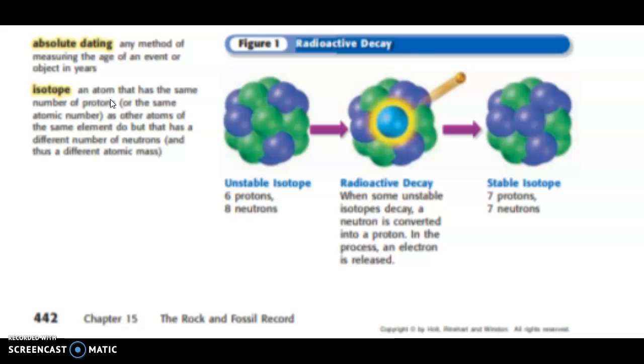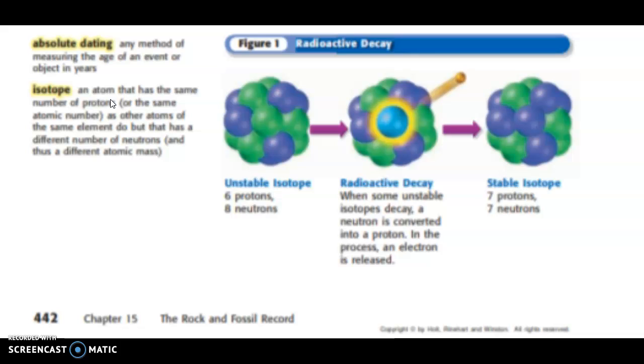What is radioactive decay then? Now, to determine the absolute ages of rocks and fossils, scientists actually analyze the isotopes of radioactive elements. Now, there obviously are different types of radioactive elements.